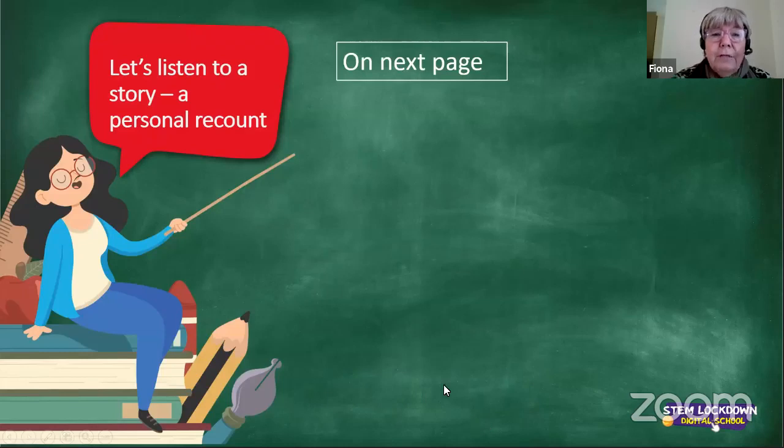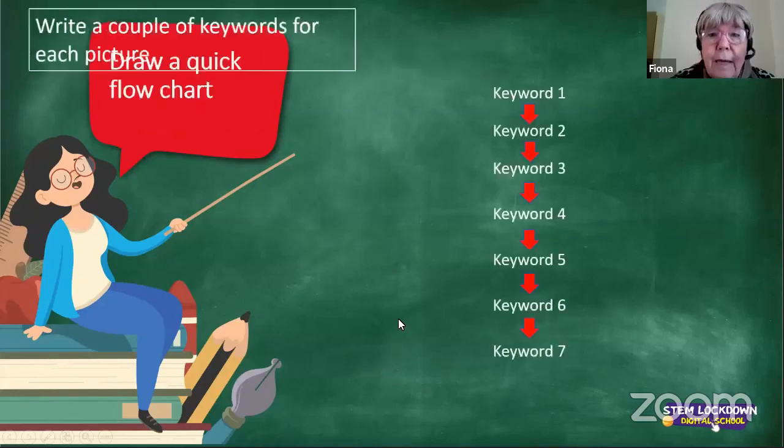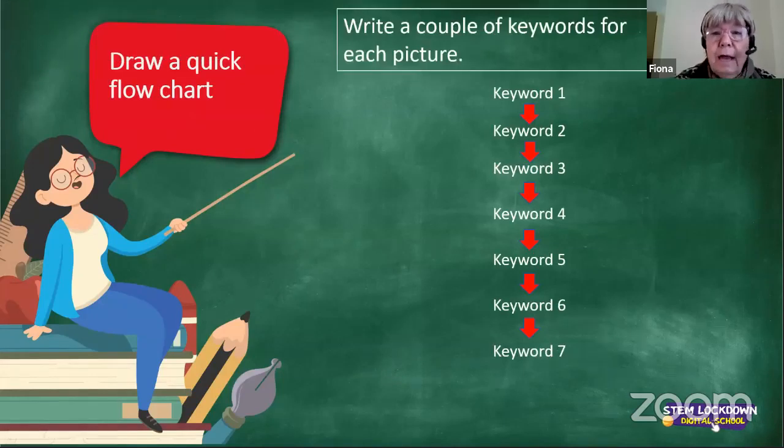So now I'm going to ask you to listen to a story, which is a personal recount. And as usual, I would like you to do a flow chart. And this time you're going to write down keywords for each picture. Okay, so there's 7 keywords. So on your piece of paper, write keyword 1, keyword 2, up to keyword 7.